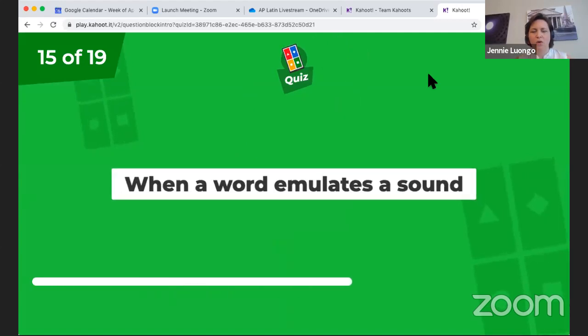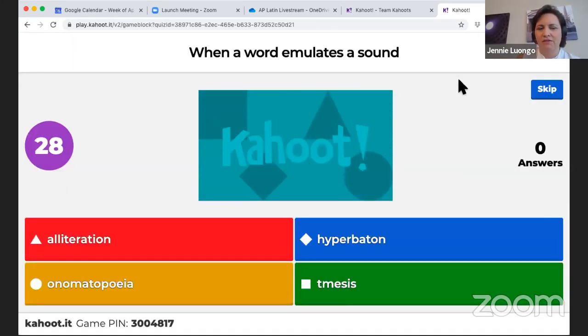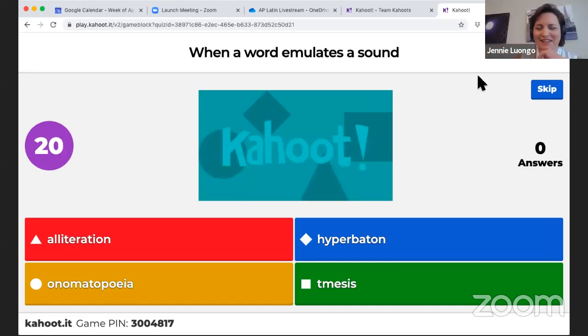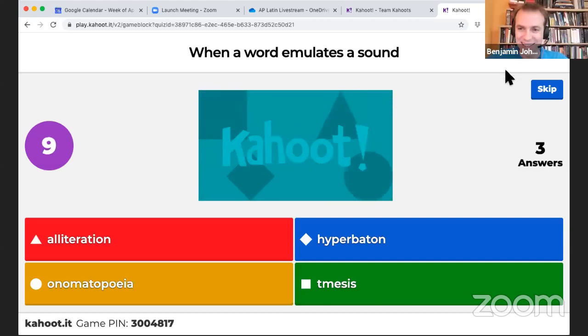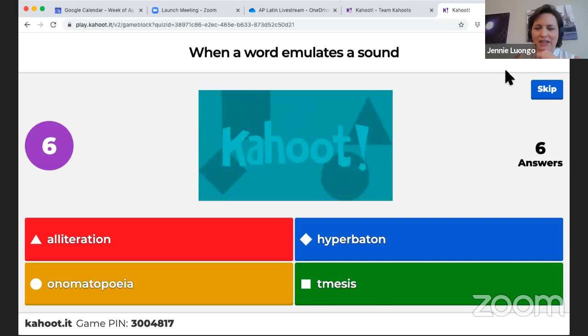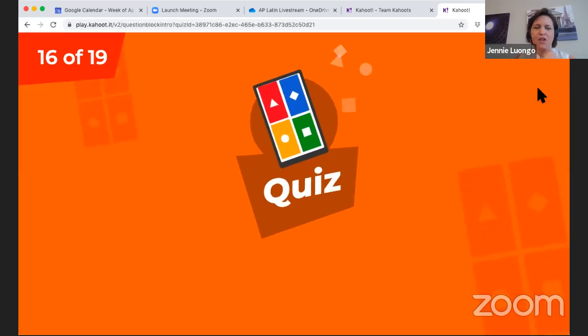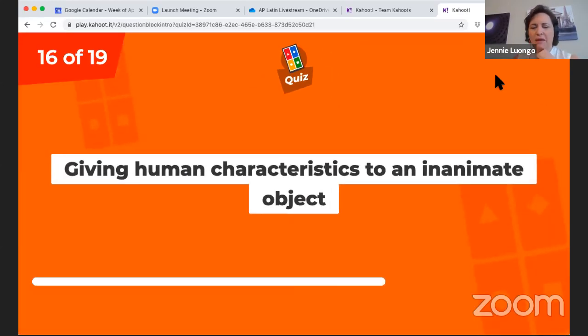All right. When a word emulates a sound, this is another easy one. I think they're going to get it fast. I may even cut it off early. I keep threatening. I haven't done it yet. When a word emulates a sound, is it alliteration, onomatopoeia, hyperbaton, or temesis? We're getting some answers in. Almost there. We got tons of answers right at the end. Okay. They all know onomatopoeia. Nicely done. All right. Giving human characteristics to an inanimate object.